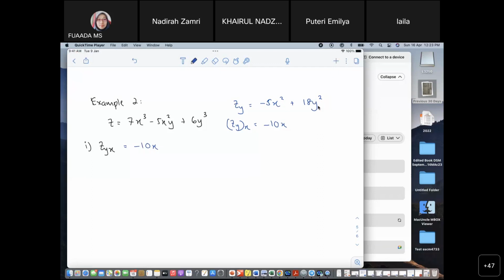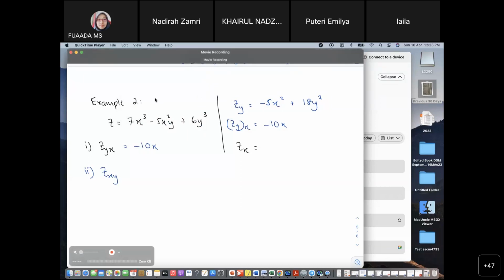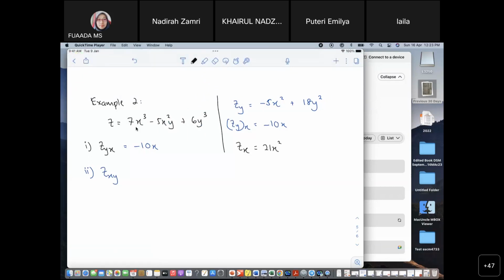So that is the first question. So we go to the second question. We have to find out the zxy. So to get that, first you have to differentiate z with respect to x first. Okay, using the z, differentiate yang ni terhadap x, so now you got 7321 x squared.